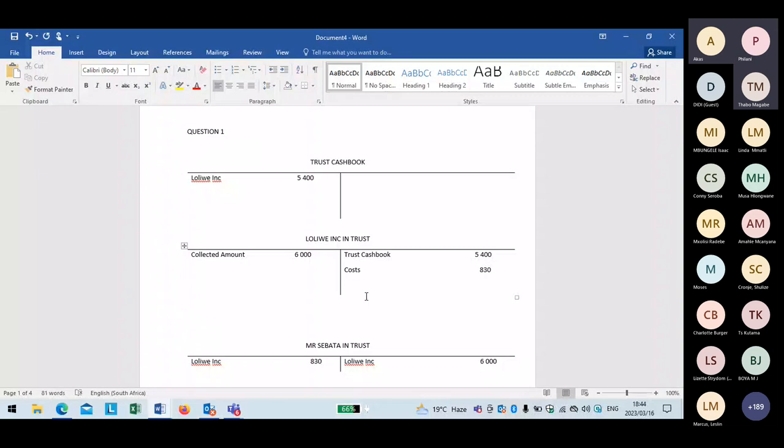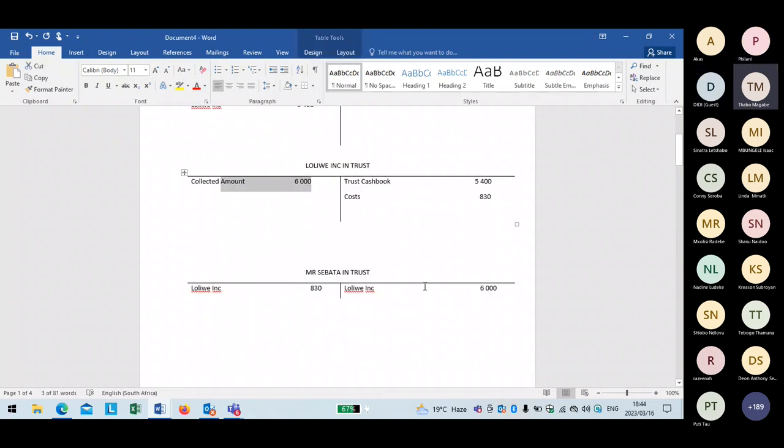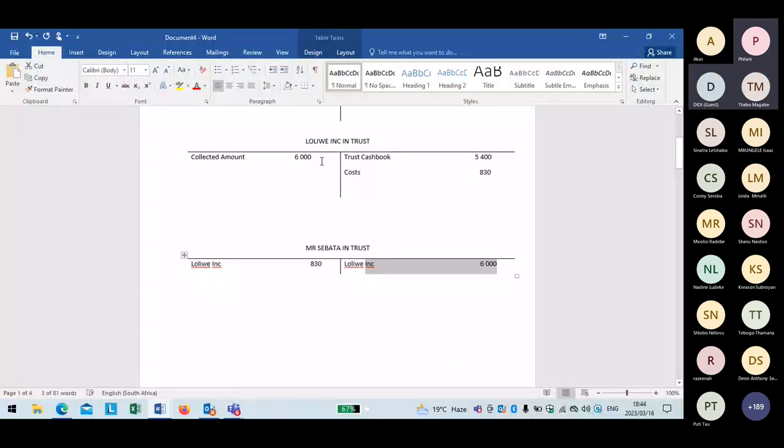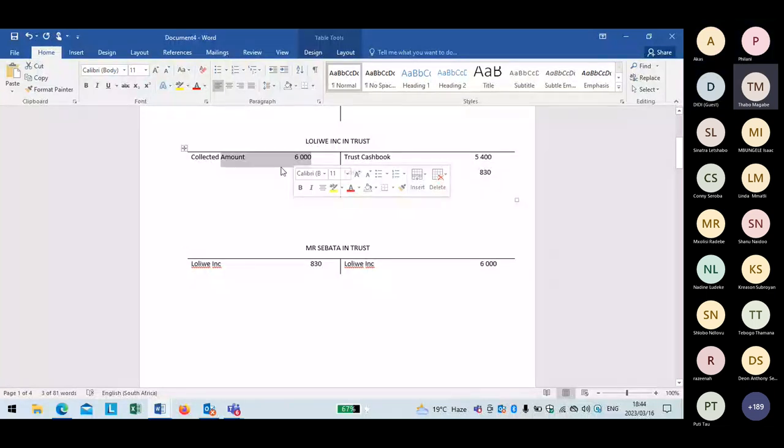The collected amount that was debited. Why is it on debit? Because we are moving this value from Lolliway to its rightful owner, our client, Mr. Sebata. Do you see? We've debited Lolliway Inc. in trust, meaning that we are moving this value out. It does not belong here. It belongs to our client.